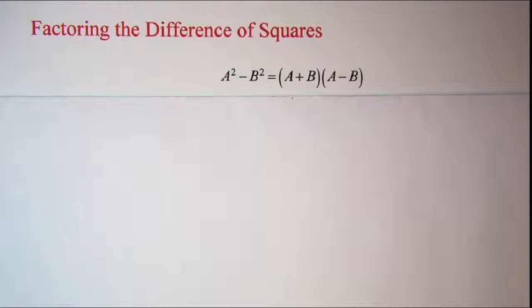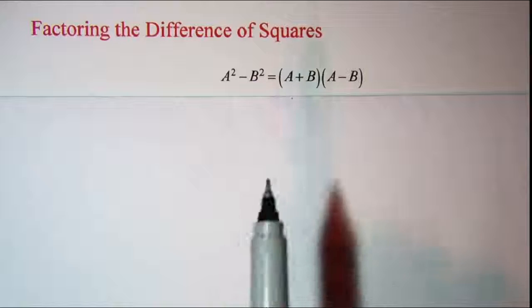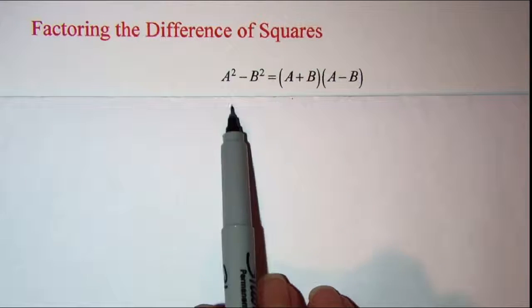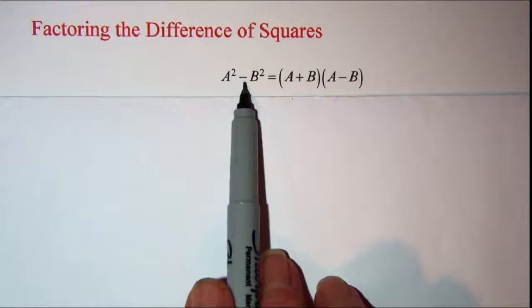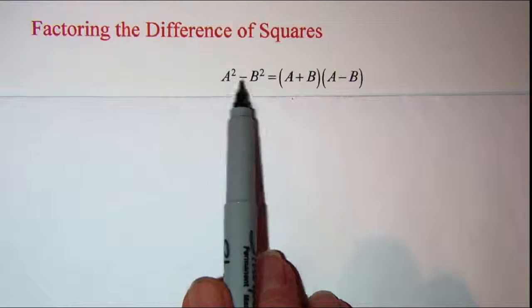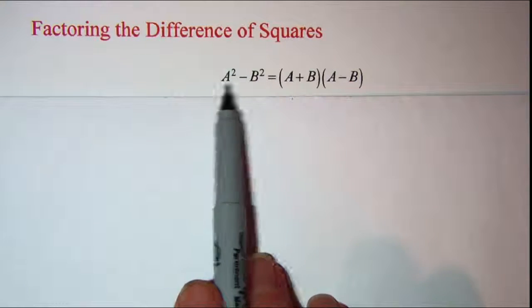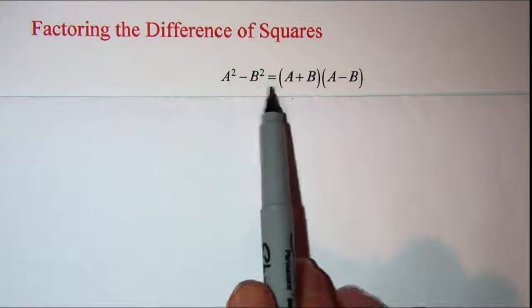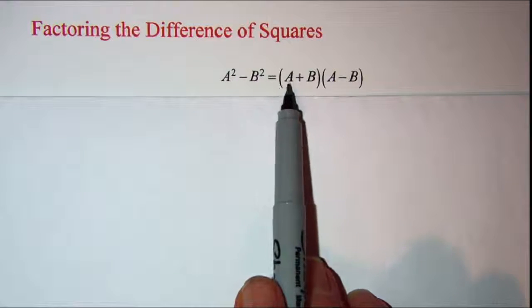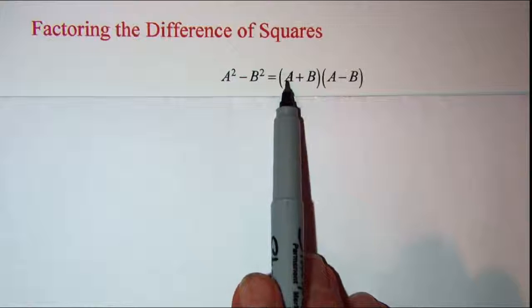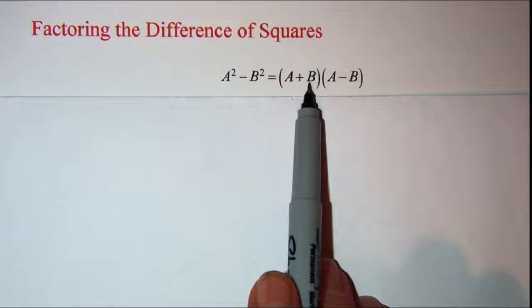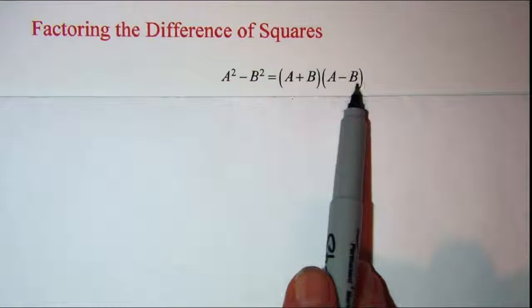In this video, we'll be factoring the difference of squares. Now the rule is, if you have the difference, in other words, it's a subtraction problem, of two numbers which are perfect squares, then you can factor them as the quantity a plus b times a minus b.